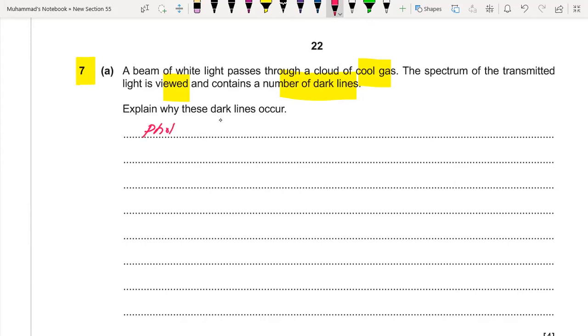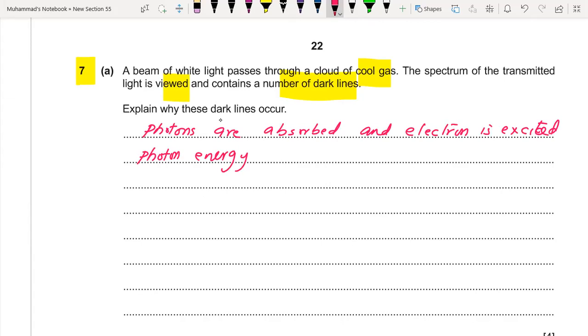So photons are absorbed and the electron is excited. After absorbing the photon, the electron becomes excited. Photon energy is equal to the energy difference of two levels.